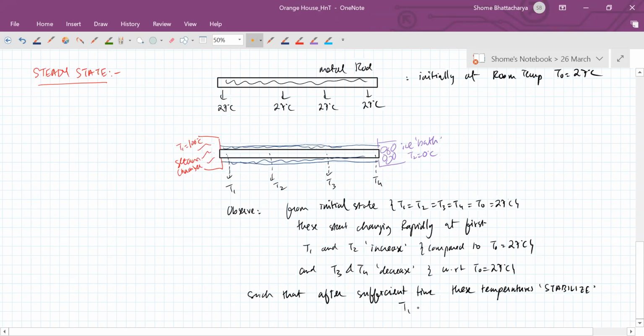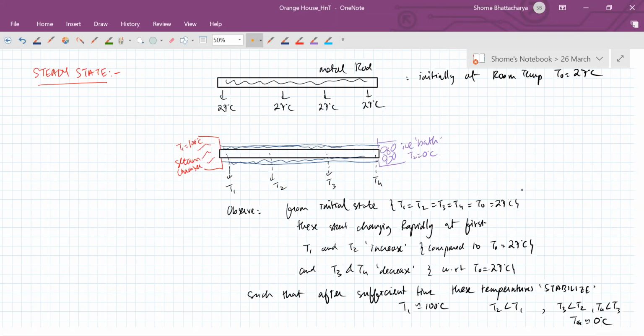T1 will become almost equal to 100 degrees C. T2 will be less than T1. T3 will be less than T2. And T4 will be less than T3, almost equal to 0 degrees C, because it's the temperature of the point almost in contact with the ice bath. So when this happens, we say that the rod has reached steady state. When the temperature stabilizes, then the rod has reached the steady state.